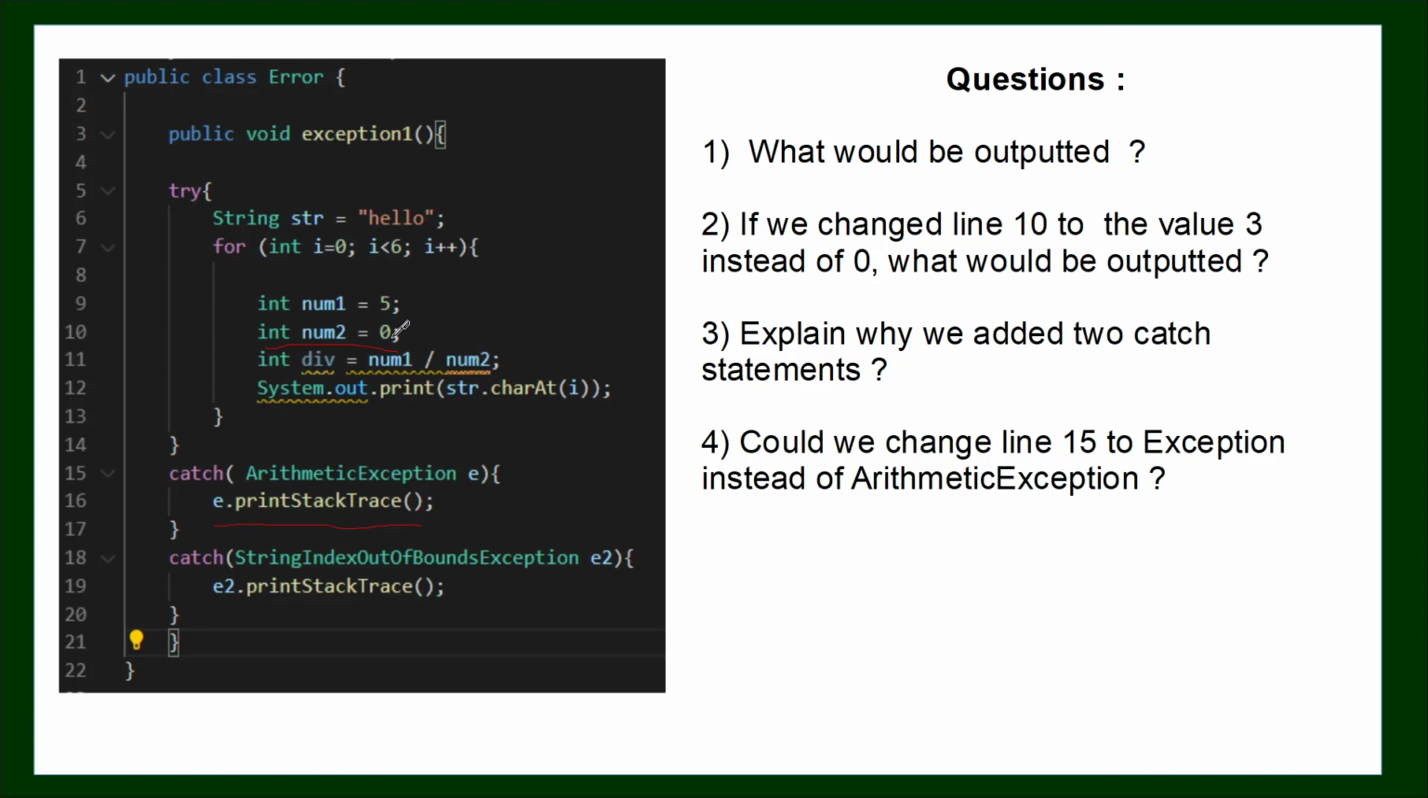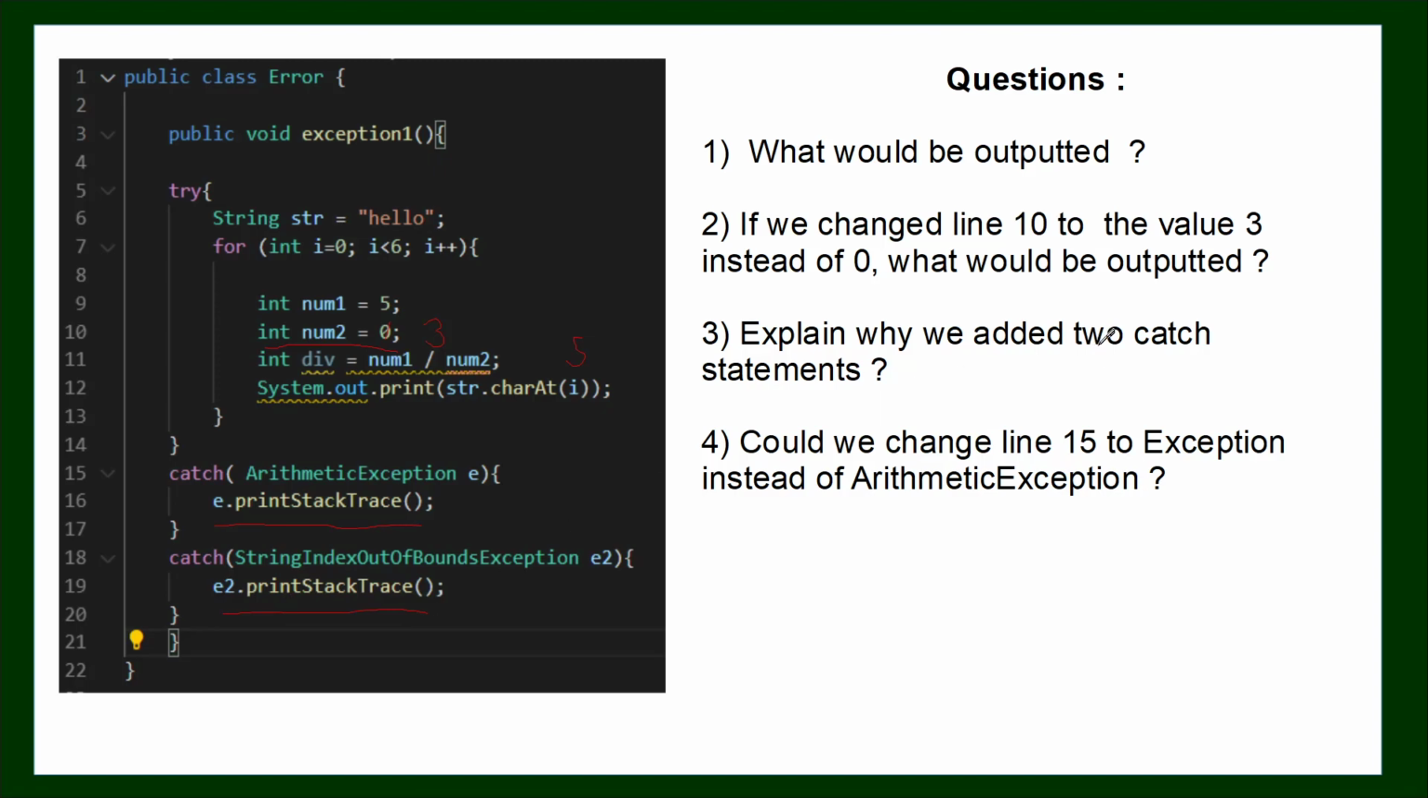Now, if we change that value to 3, suddenly this exception wouldn't happen anymore, but the index out of bounds exception still would, because there's only 0, 1, 2, 3, 4. There's only 4 here. So when it's going to print at 5, there won't be a value, and so it will produce that exception. So if we change that to 3, this exception will occur, and this will be outputted.